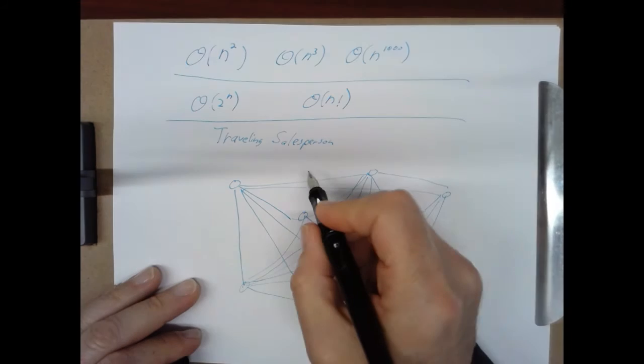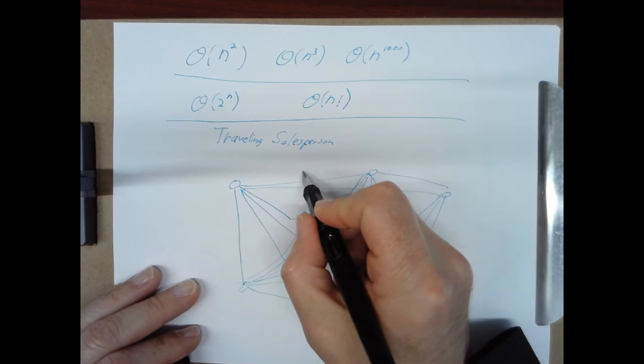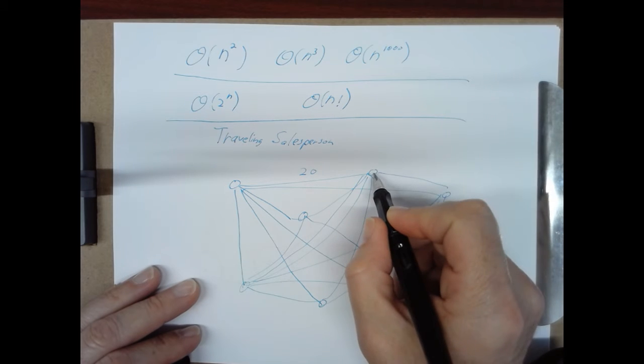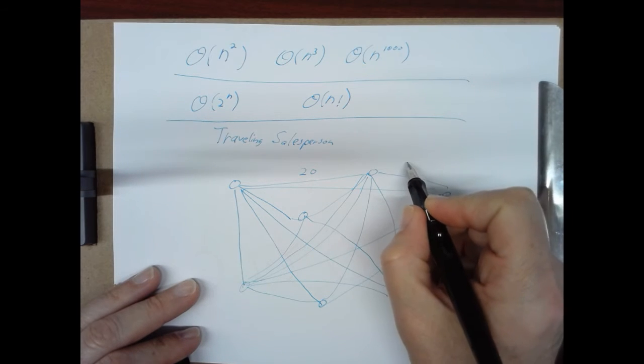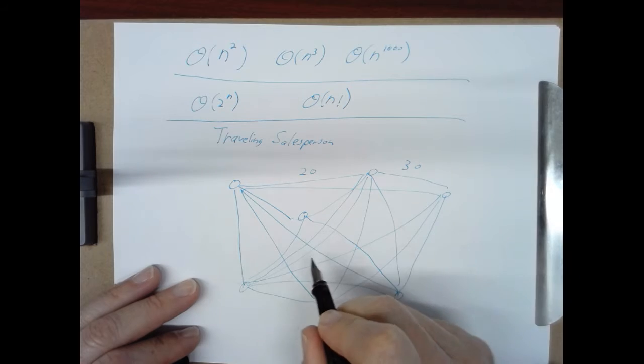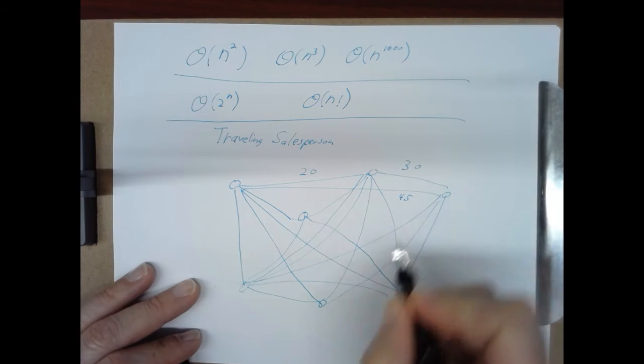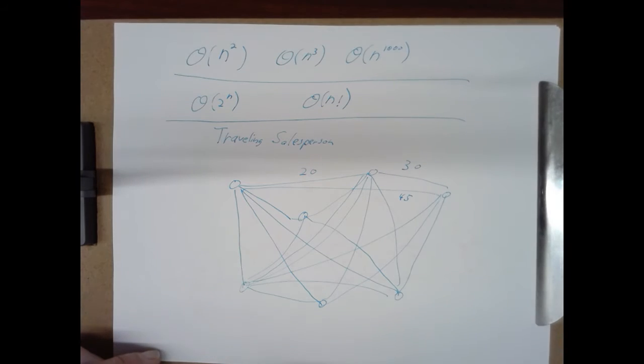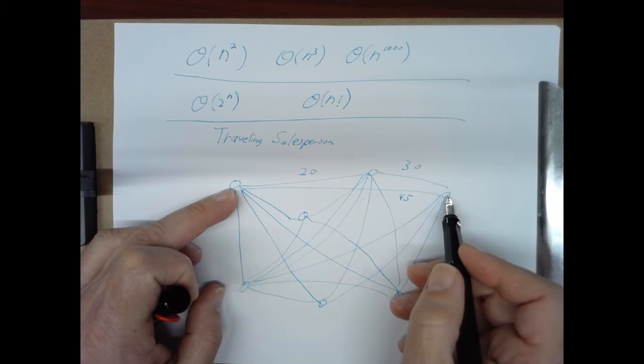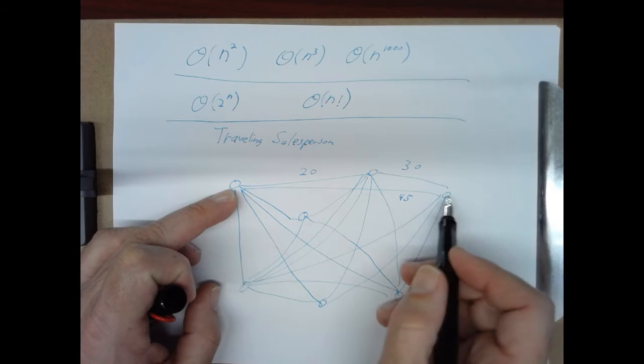It might be a distance of 20 from this city to that, and it might be a distance of 30 from this city to that, but there might be a highway between here that takes only a distance of 45. And so the faster way to get from here to here would be to use this route instead of doing a 20 and a 30.